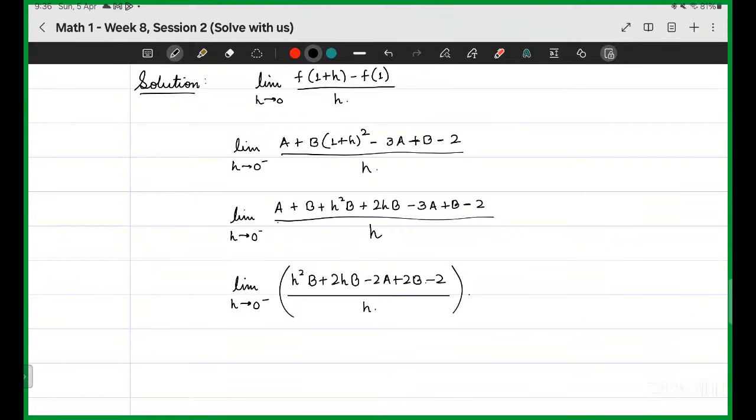There is a possibility that the numerator also goes to 0. That is the only case when the limit can possibly exist. So if I have something like the limit as x goes to 0 of x plus 1 by x square or something, what is the limit of this? Does the limit exist?